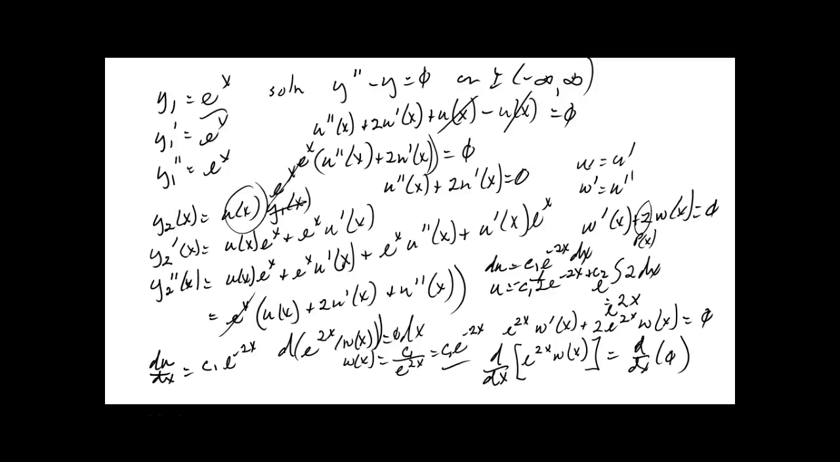So now we have this new function u, and it's not a constant. It has an e term in it with an e to the minus 2x, and then it does have a constant with it, but it's not a constant itself.